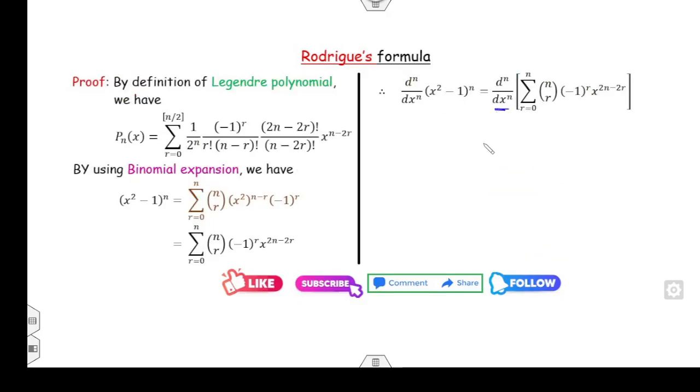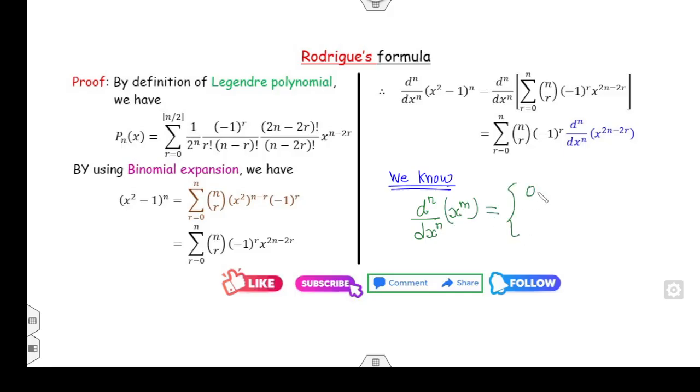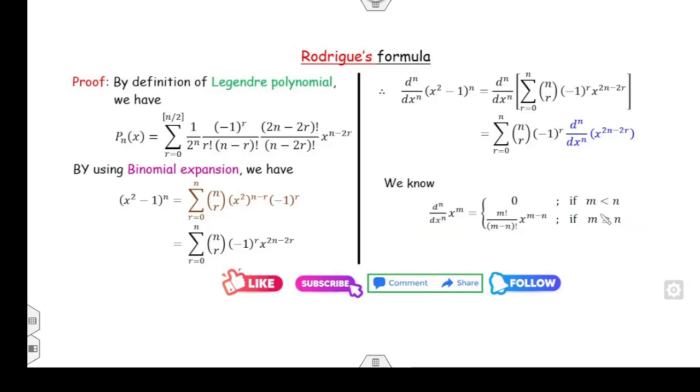Clear? Now differentiation with respect to x, so that up to this quantity is my constant, which I take outside: nCr, minus 1 raised to power r, nth derivative of x to the power 2n minus 2r. We all know how we can find the nth derivative of a polynomial. If I say d^n of x raised to power m, that has two cases: it is 0 whenever m is less than n, and it is m factorial over (m minus n) factorial times x to the power m minus n whenever m is greater than or equal to n. This is what you have.